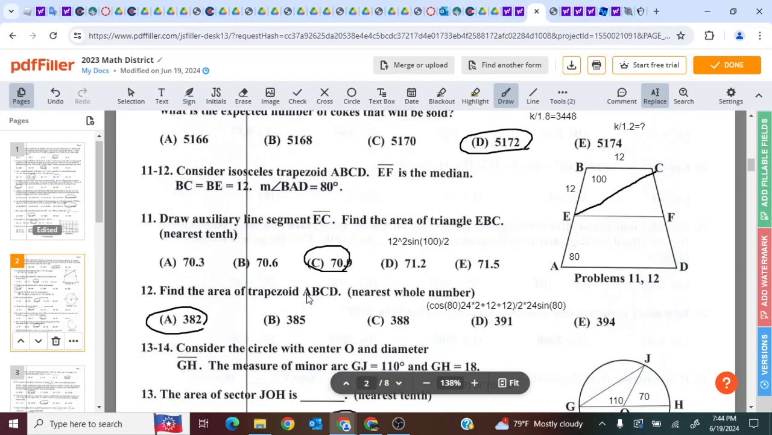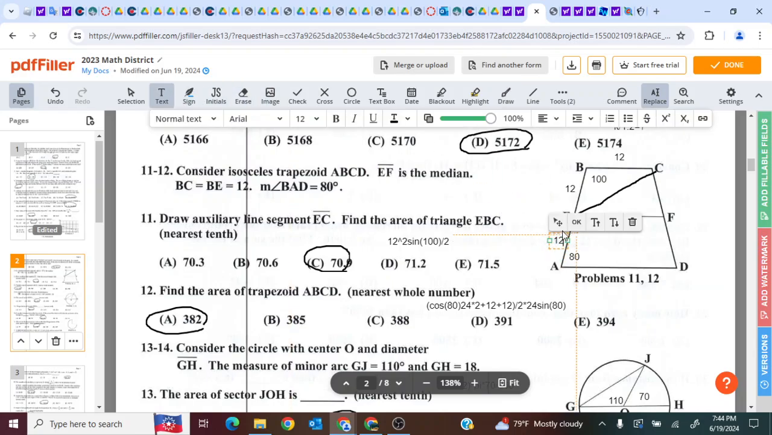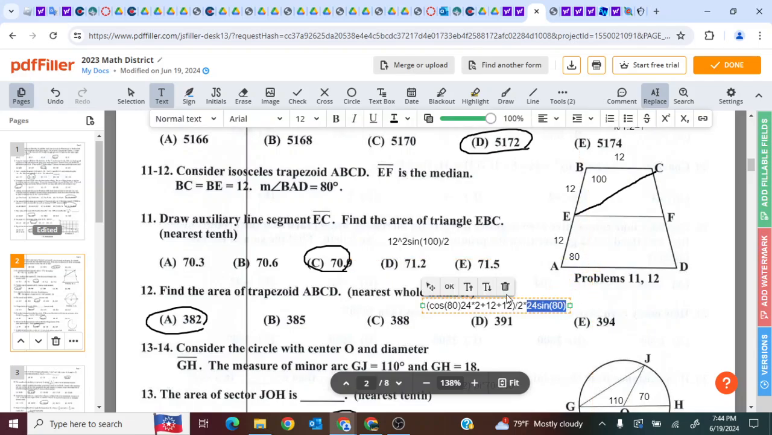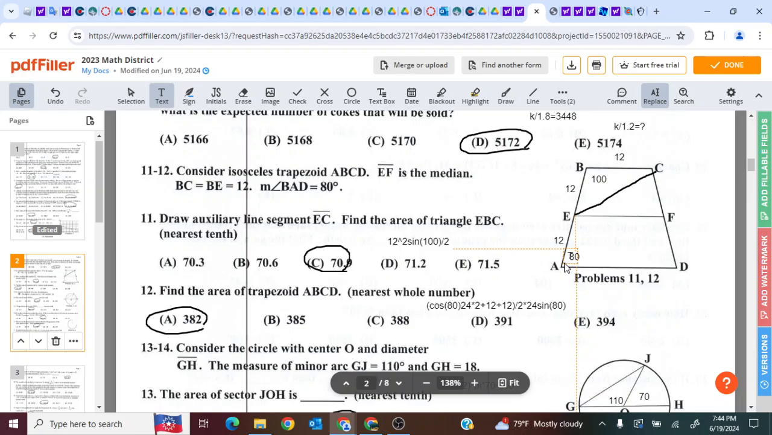Find the area of trapezoid ABCD. Well, you have two things you need to figure out, this bottom base and the height. You know this angle is 90, and because this is the median, you know AE is equal to 12. Let me just mark that real quick. That means that the hypotenuse can be imagined to be 24. So if you need to find the height, it is sine of 80 times that 24, as you can see right here. And then you also need to figure out this base down here.